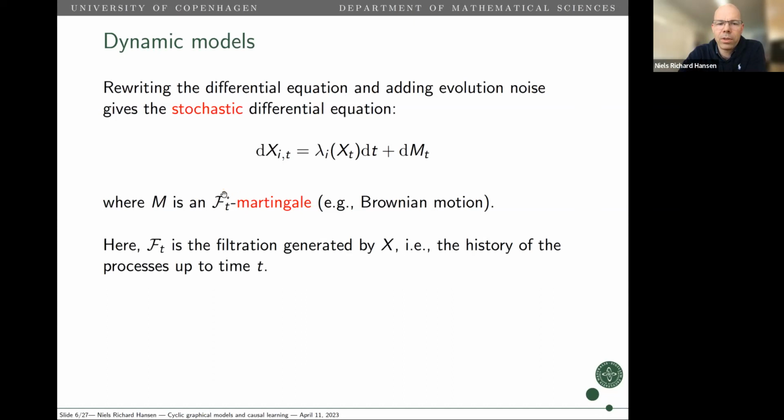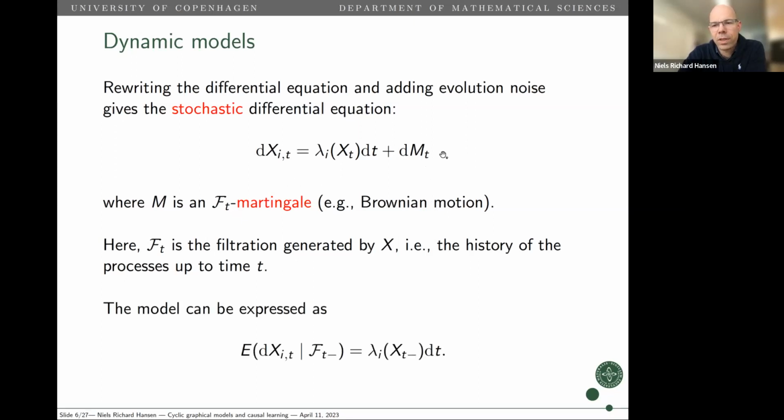So this martingale here should be a martingale with respect to the filtration generated by the process X. This just means the history of all the coordinates of X up to time point t. And being a martingale means that the increments of this process should be uncorrelated with everything. So it's kind of a weak notion of independent, over time, independent noise.